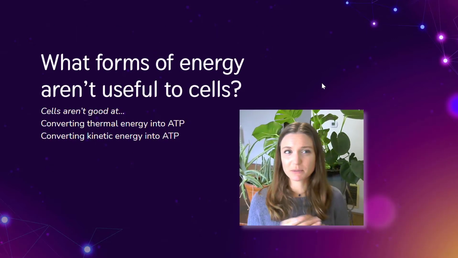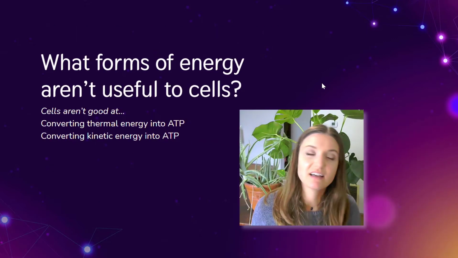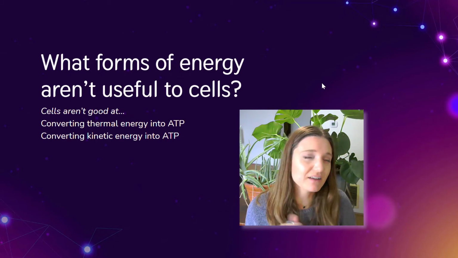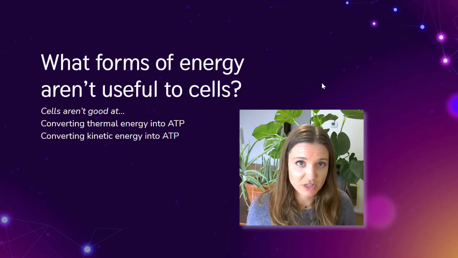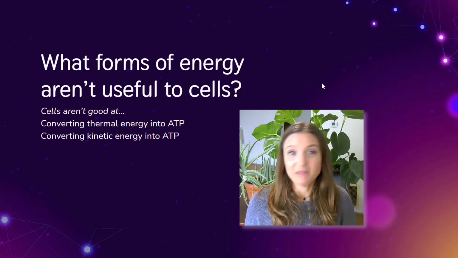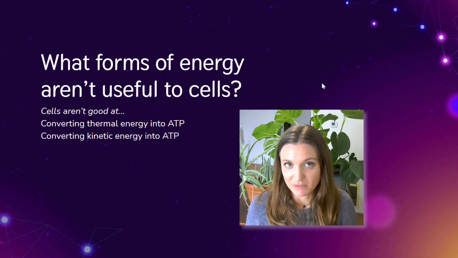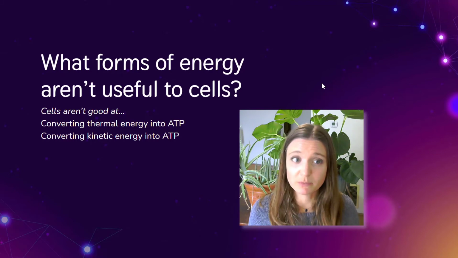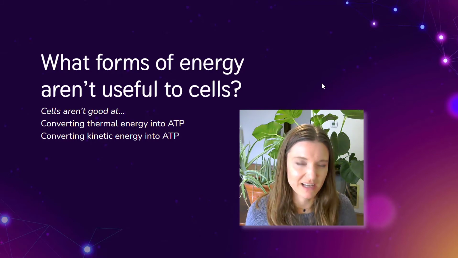Okay, so what forms of energy are not useful to cells? There are many different forms that energy can take, but cells are not very good at using thermal energy, the energy of heat, right, to make it into ATP. Okay, so we can't capture heat from the environment and use that energy to transform it into a usable form of ATP. We can't do that.